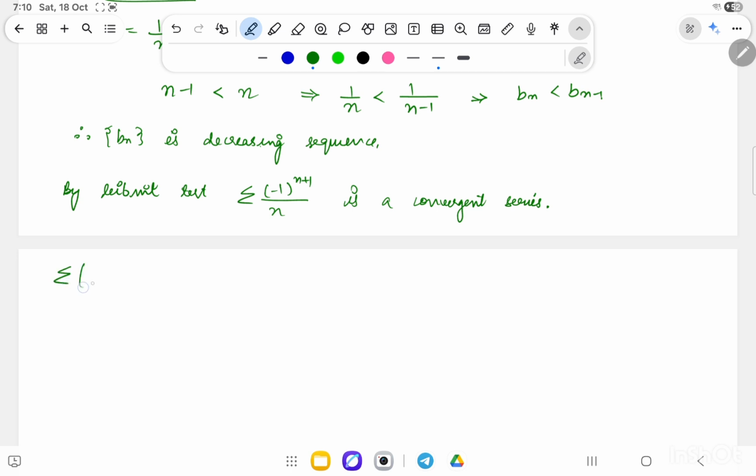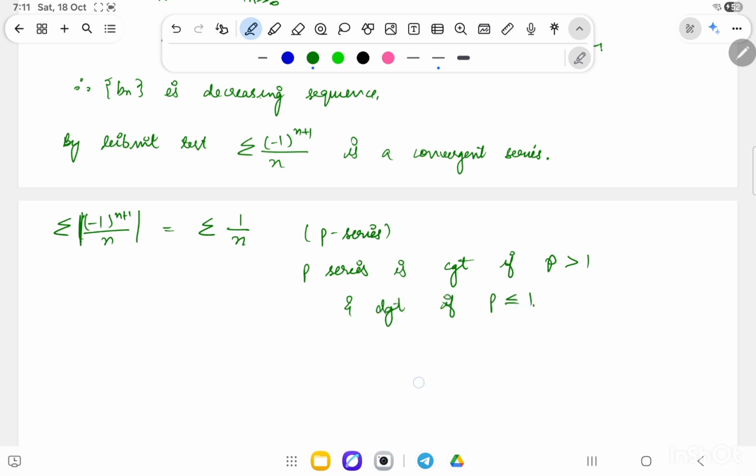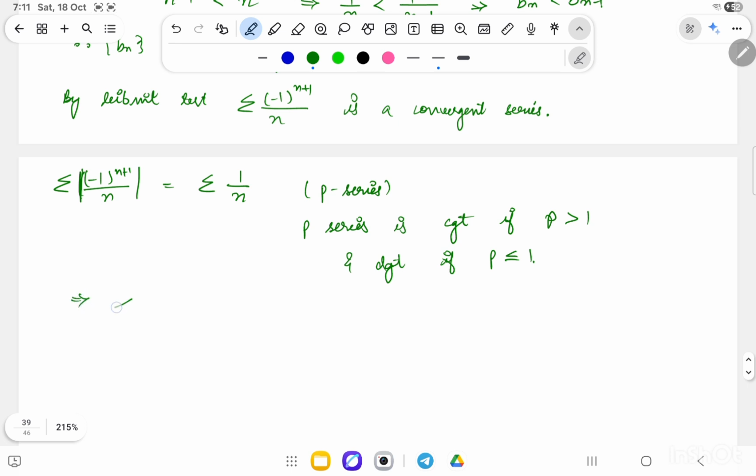So the absolute value of this series will be this, and it will be equal to summation 1 by n. Now this is basically a P series, and we know that a P series is convergent if P is greater than 1 and divergent if P is less than or equal to 1. In this case our P is 1, so from here we can say that summation 1 by n is a divergent series.